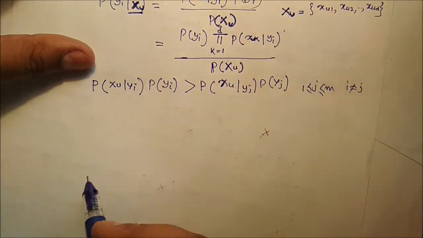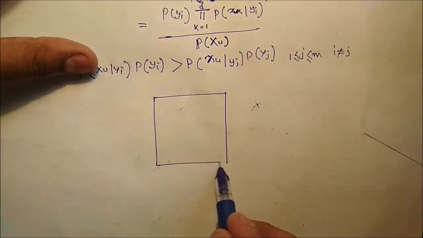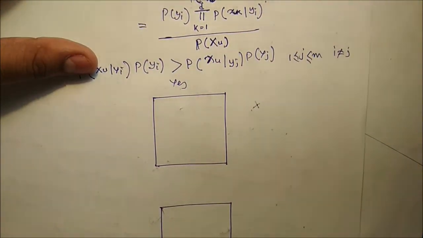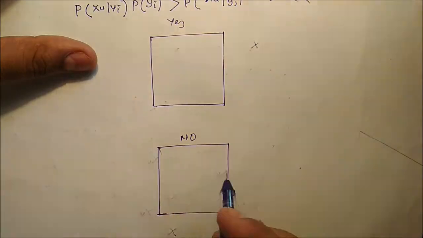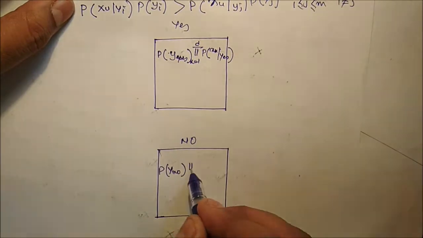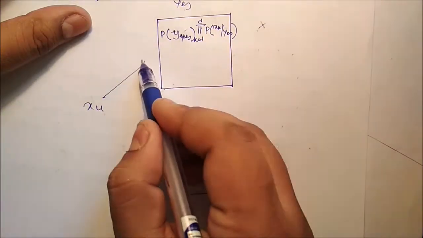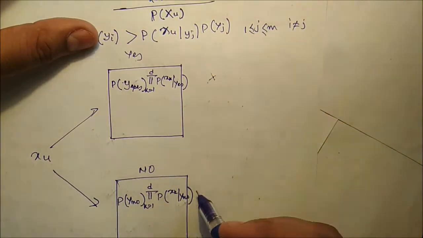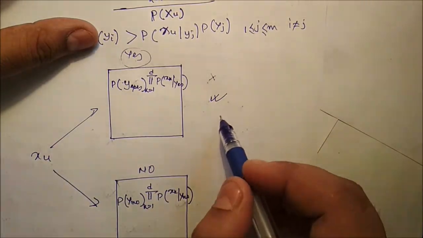Diagrammatically, say we have two classes, one class is yes and another class is no. Give the same input for both and identify the maximum value. Let this be the maximum value, which is for yes, so the class level of xu will be yes.